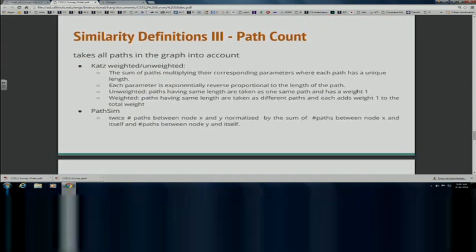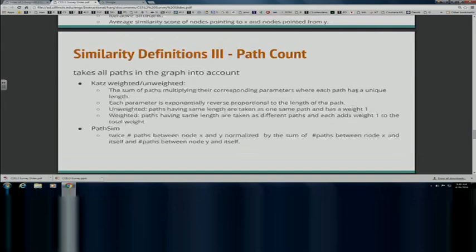The third category is the path count. The path count takes all the paths in the graph into account, so it is specifically used for graph structure data. The first one to mention is Katz, a weighted or unweighted algorithm. It is the sum of paths multiplied by their corresponding parameters, where each path has a unique length. Note that this algorithm is limited in that each path must have a unique length. And each parameter is exponentially inversely proportional to the length of the path.